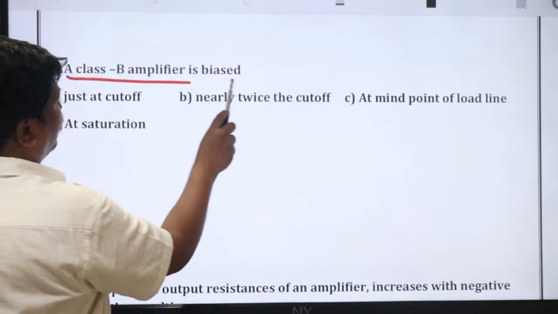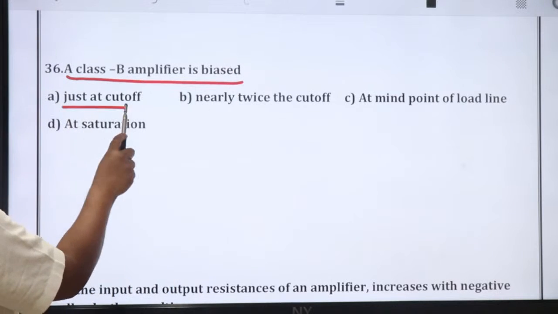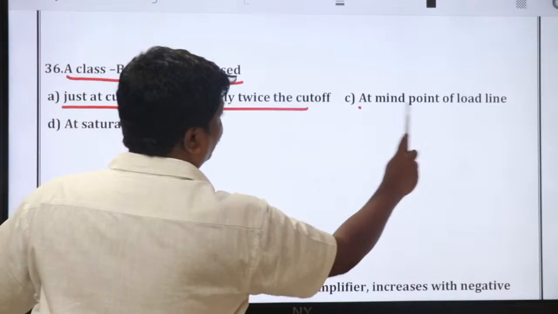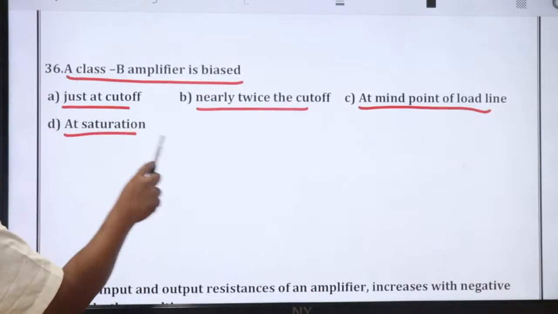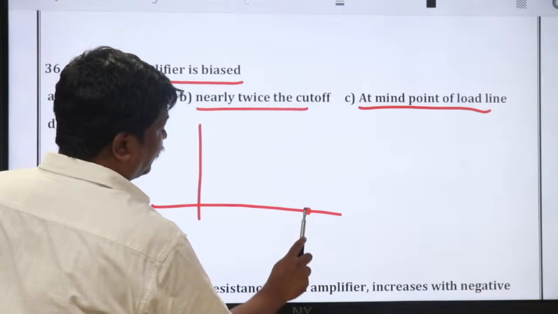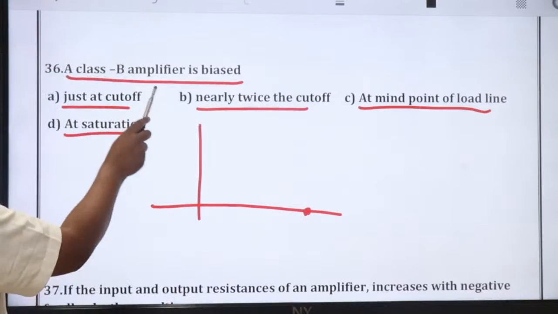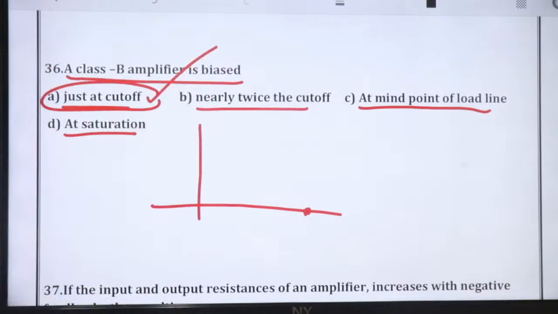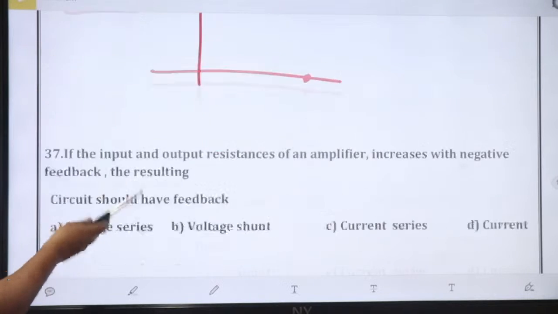A Class B amplifier is biased just at cutoff, nearly twice the cutoff, at midpoint of the load line, or saturation. For Class B amplifier, the operating point is selected just at cutoff. Next.